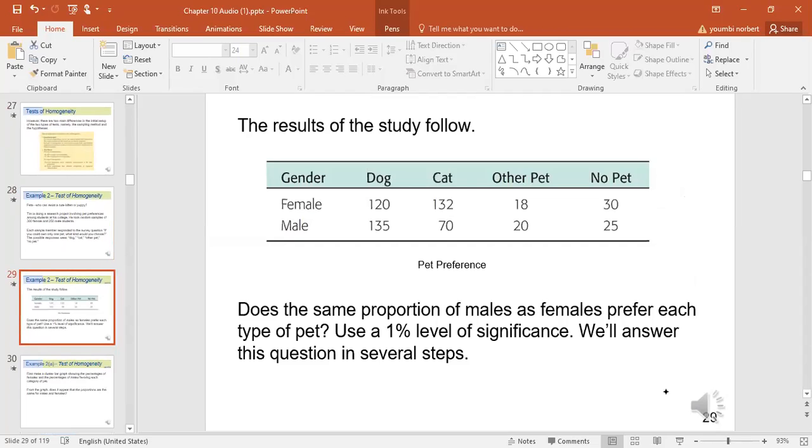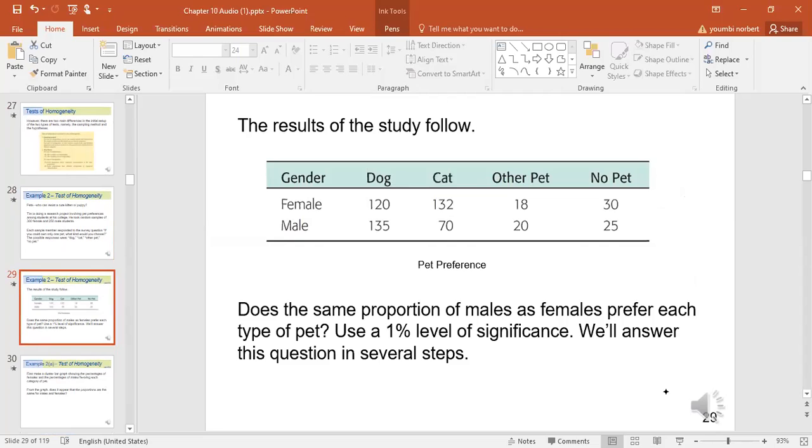So we have this table that gives us the data, the observed values. Does the same proportion of males and females prefer each type of pet? That is our question. So the claim here will be the same proportion of males as females prefer each type of pet. Use a 1% level of significance.